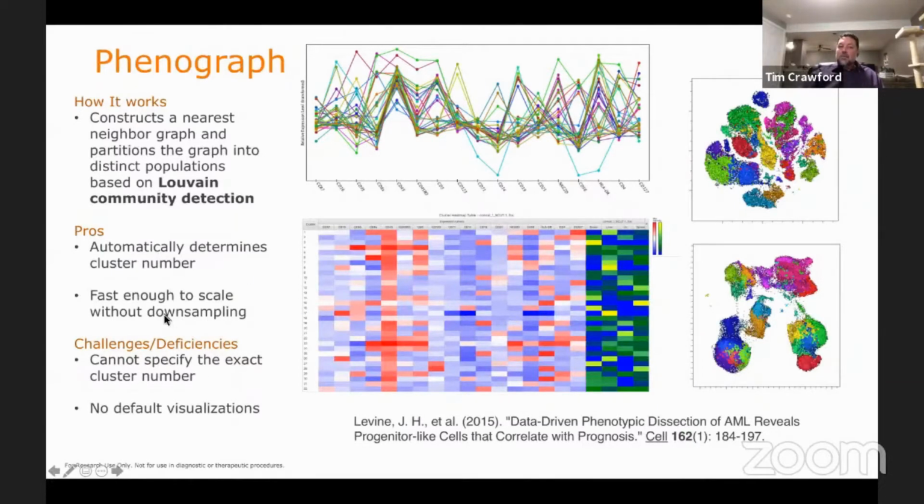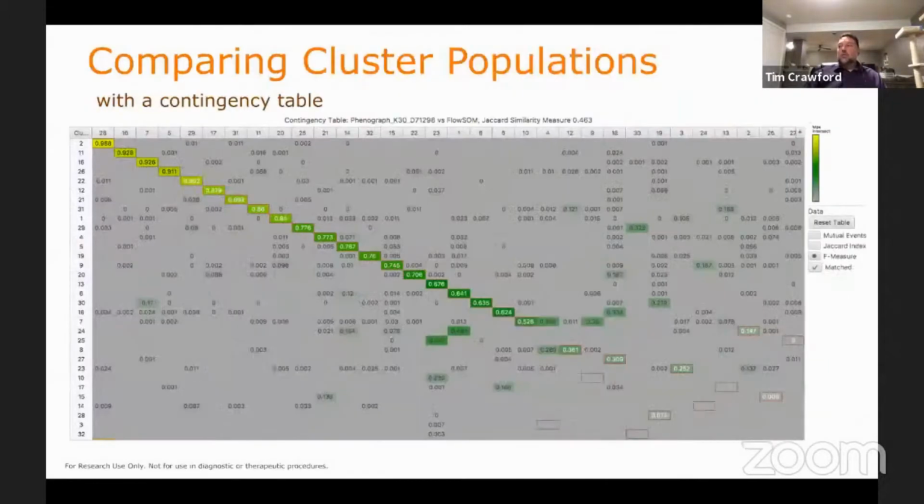And while it's a lot slower than FlowSOM, it is fast enough to scale up to hundreds of thousands or even millions of events without downsampling, though you will need to wait for it to complete with a significantly increased time compared to FlowSOM. There aren't any default visualizations that come out of Phenograph, so you're going to be on your own to represent the phenotypes in some meaningful way to your audience. But I do think that it's a really useful tool that people should be looking into and considering when they want to use a clustering algorithm that is an unsupervised approach.